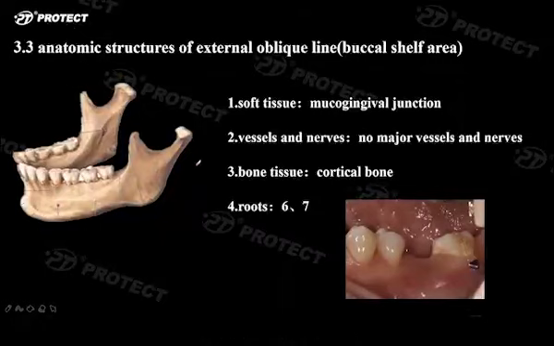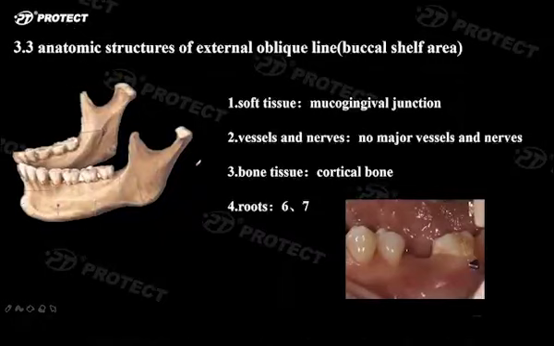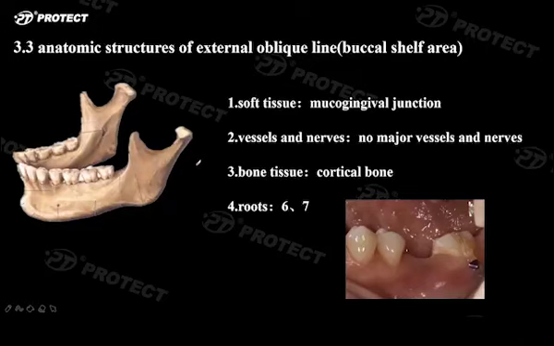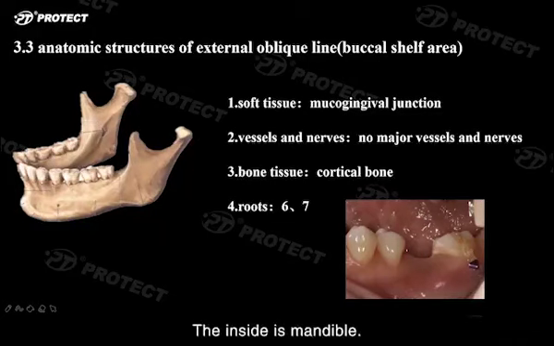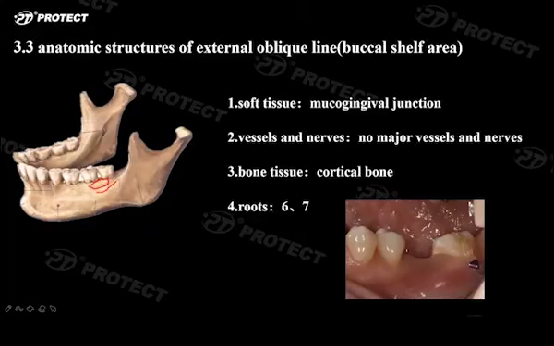Thirdly, we talk about the external oblique line or buccal shelf area of the mandible. As above, the anatomic structure is reviewed at first. Let's review the boundary of the buccal shelf area. The inside is the mandible. The outside is the external oblique line.